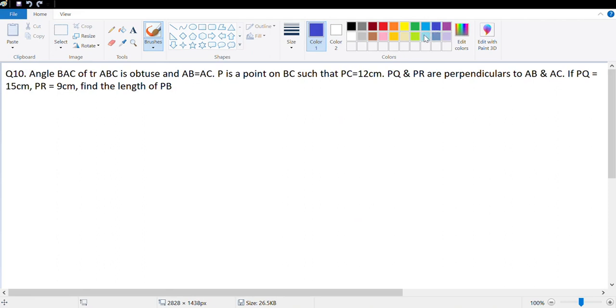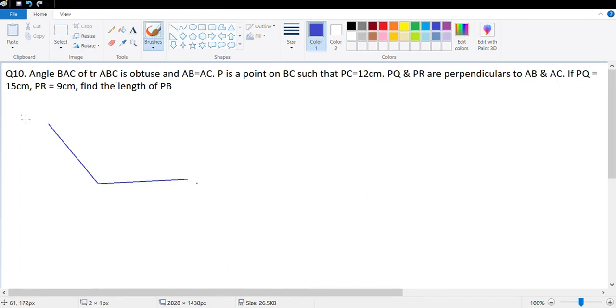Question number 10 says, angle BAC of triangle ABC is obtuse and AB is equal to AC. Okay, so let's first draw the rough diagram. There is an obtuse angle, so let's draw it like this. This is our BAC. Angle BAC is obtuse.